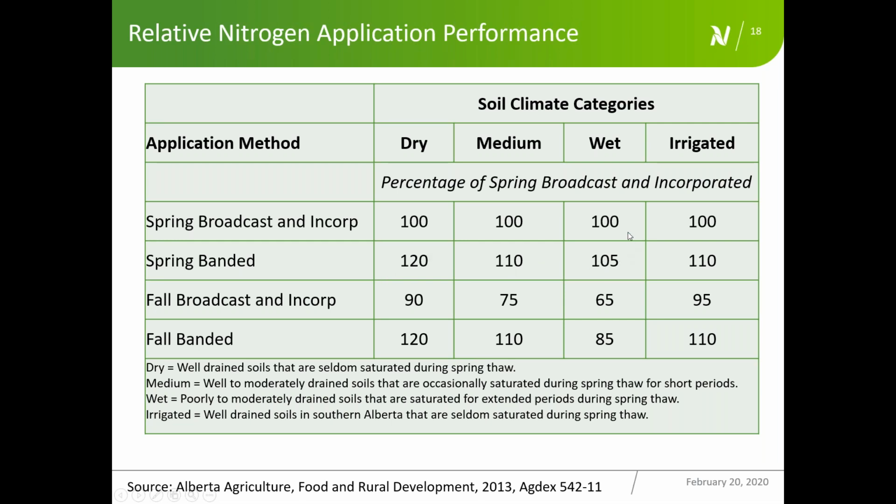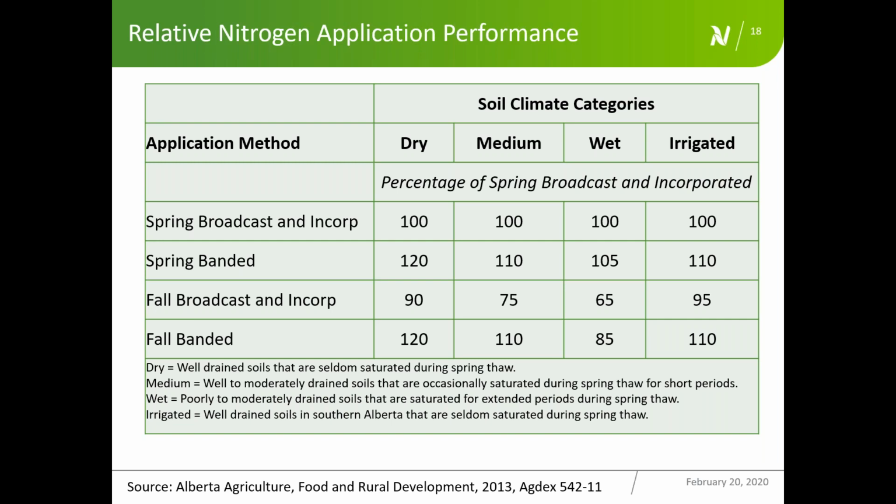In the wetter environments, the spring broadcast or the spring band is still better than the broadcast. We'll look at a specific example of that here in a minute or two. And under irrigated conditions, we see similar differences. So generally speaking, what this is saying is the further in advance of the crop nitrogen need that we're applying the fertilizer, the greater the risk.